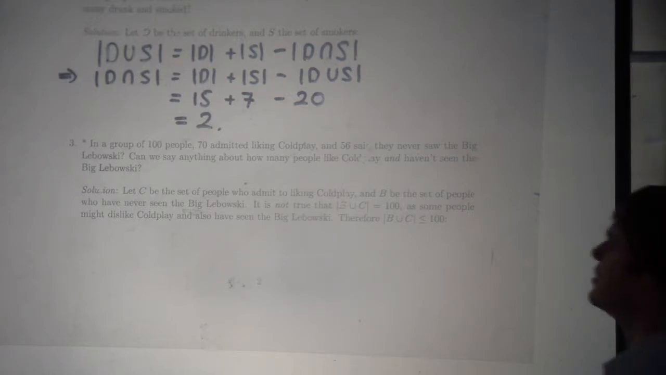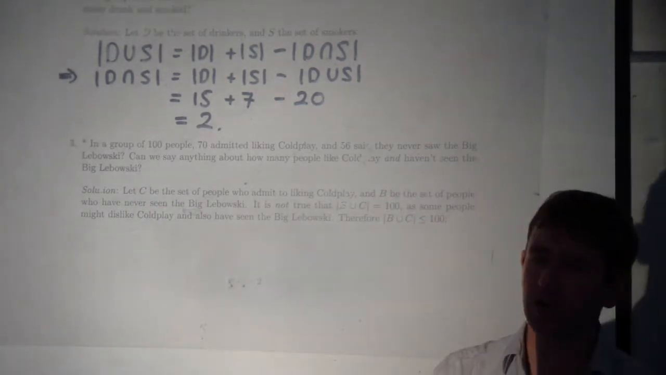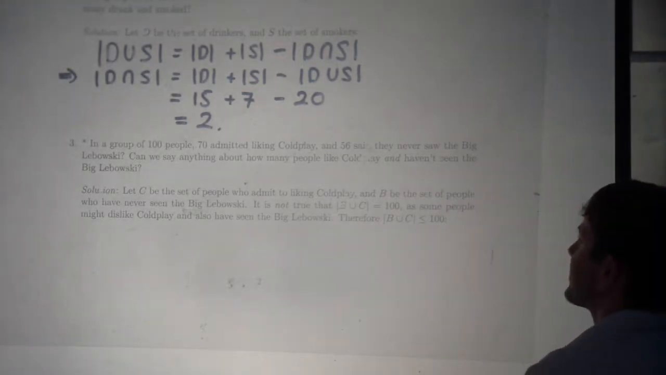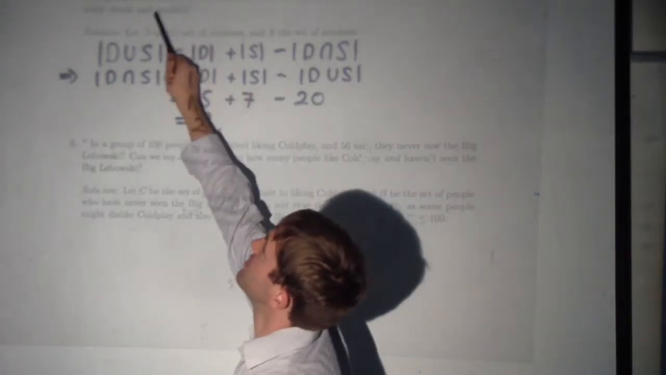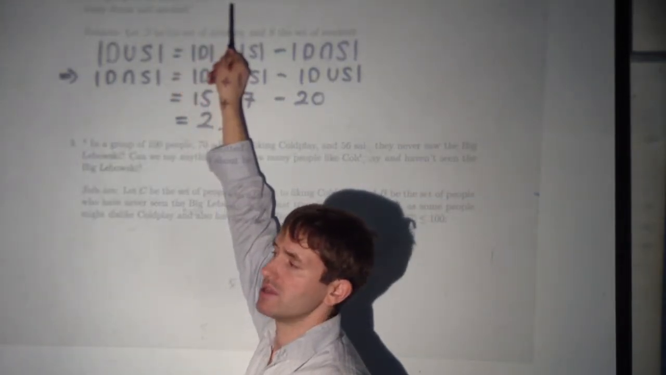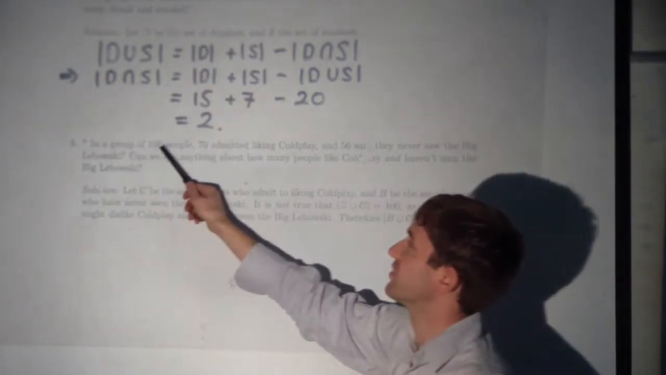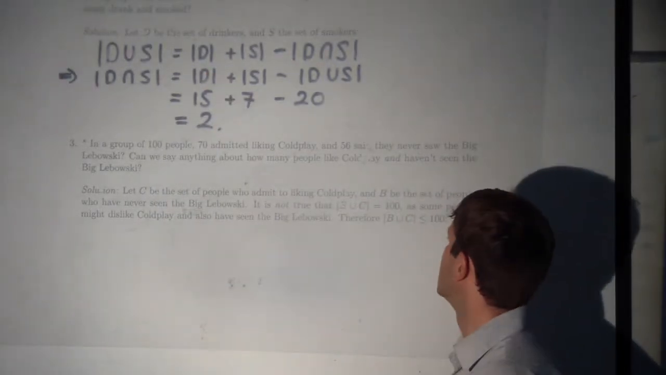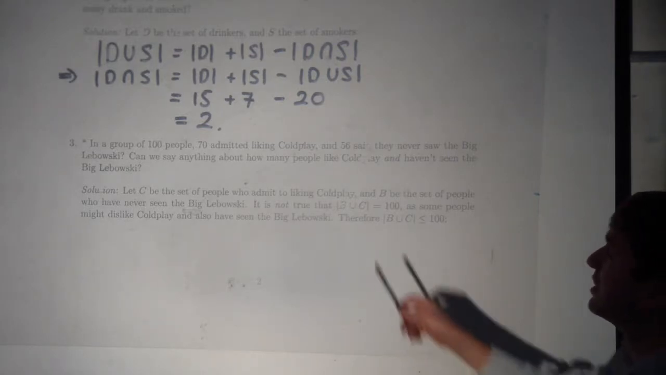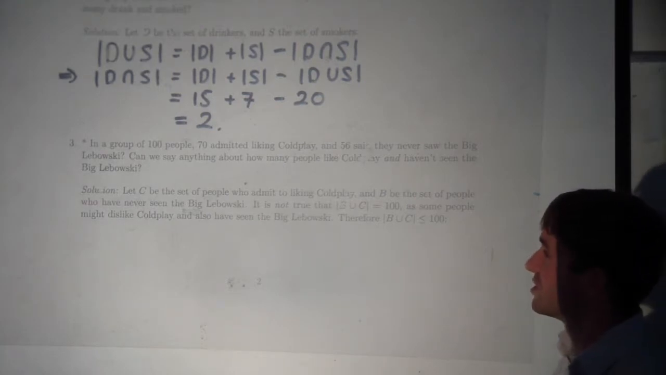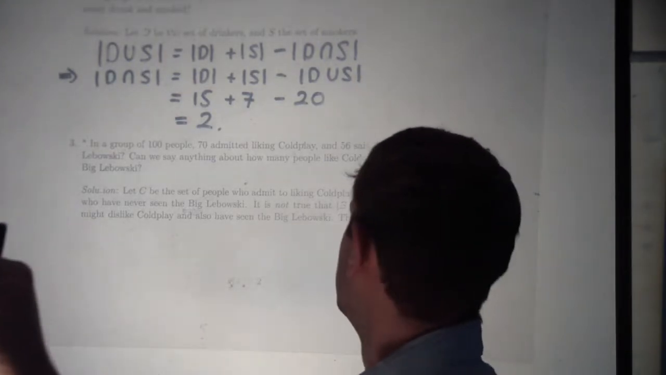Now this one is starred. Slightly harder, so it's when you don't have the full information. So here you've got 100 people. Now the difference between this and this: 20 of these people either smoke or drink, they're smokers and drinkers. Here we've got 100 people. We're not necessarily saying that all of them like Coldplay or all of them never saw The Big Lebowski. So the question is, can we say anything about how many people like Coldplay and haven't seen The Big Lebowski?